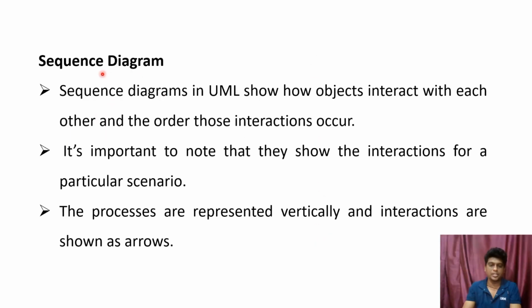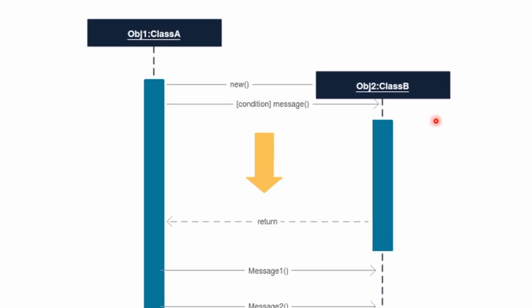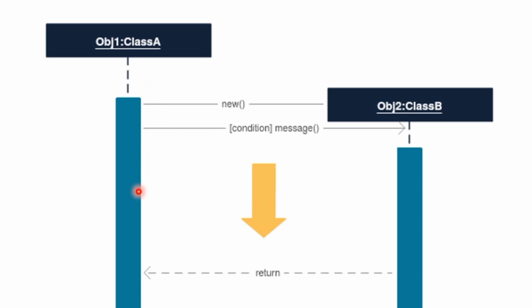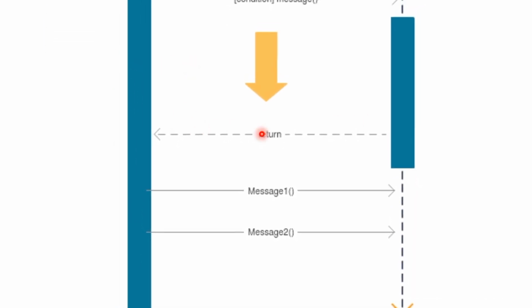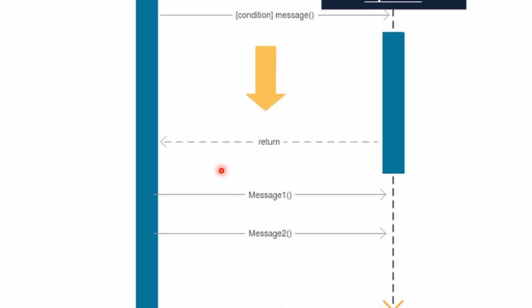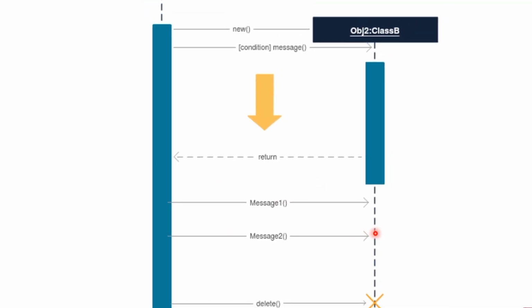So the next type is the sequence diagram. The sequence diagram depicts interaction between objects in a sequential order, the order in which these interactions take place. It is important to show the interactions for a particular scenario. This is an example between class A and class B. Here we can use the terms event diagrams or event scenarios to refer to a sequence diagram. It describes how and in what order the objects in a system function.